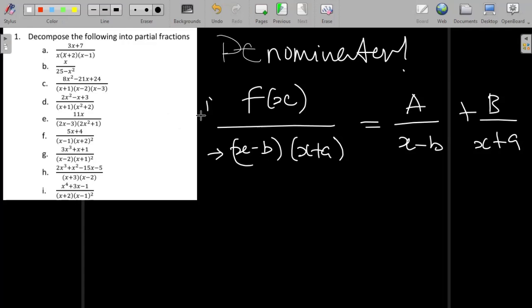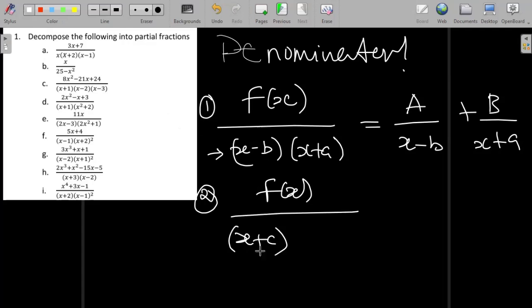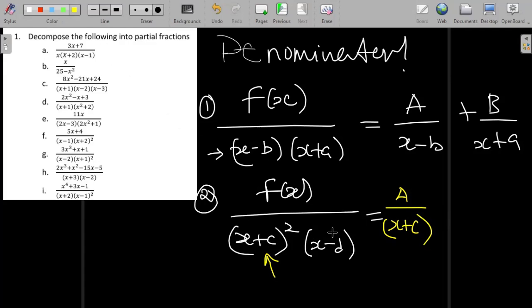All right, so this is the first type of denominator, where we have the linear factors. Second, it's a denominator that has repeating linear factors. So if I have f of x on top, a function of x, and then I have maybe x plus c squared, and then I have x minus d, how do I handle this repeating factor? What you do there is you say a over this same factor, but without the 2.